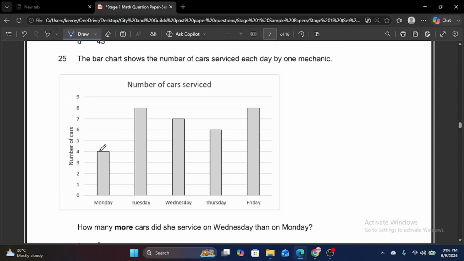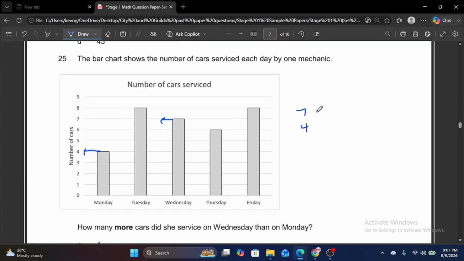So let's look at Monday. On Monday she serviced 4 cars. So it started at 4. And on Wednesday she serviced 7. So right across right there, that's going to be 7. So Wednesday she serviced 7.